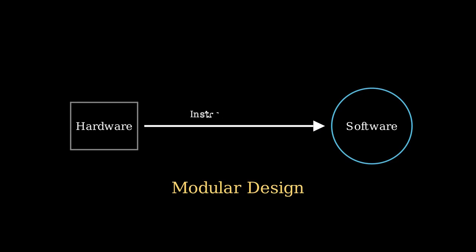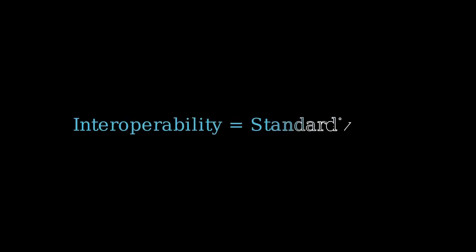By breaking complex communication into these standardized, independent layers, we ensure that different systems can talk to each other across the globe. Ultimately, your data reaches its destination because interoperability is built on consistent, universal standardization.